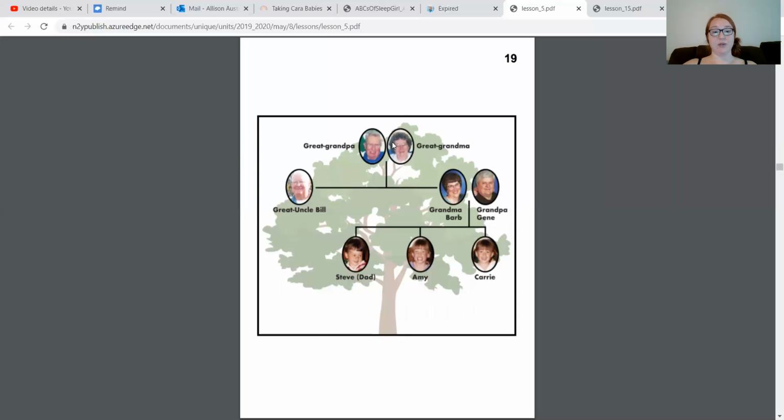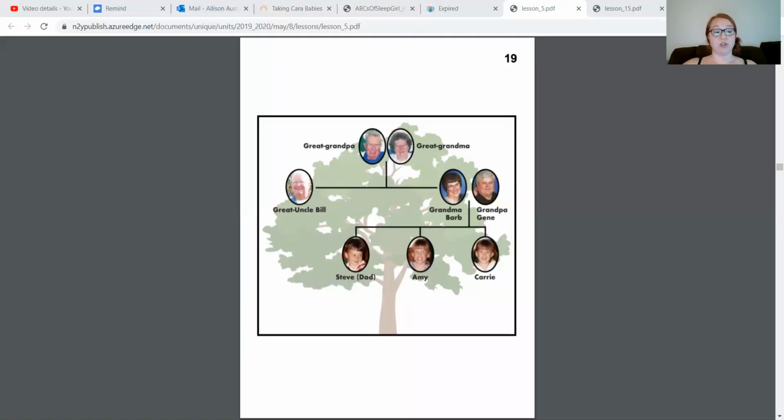So here's their family tree. This is great-grandpa. Remember, he built the house that his family lived in. Here's Grandma Barb, the school teacher. And here is Dad. So this is Josh's dad, and these are his two sisters, Amy and Carrie.